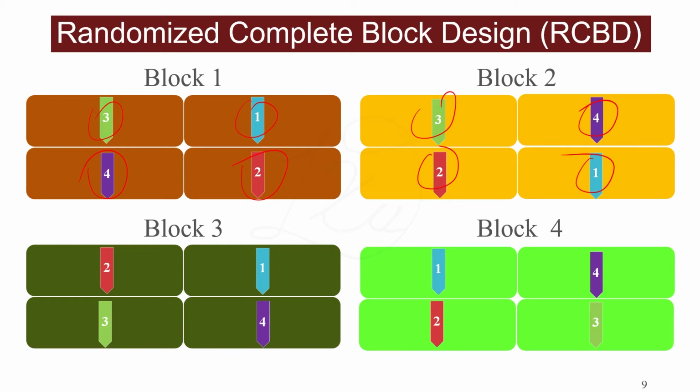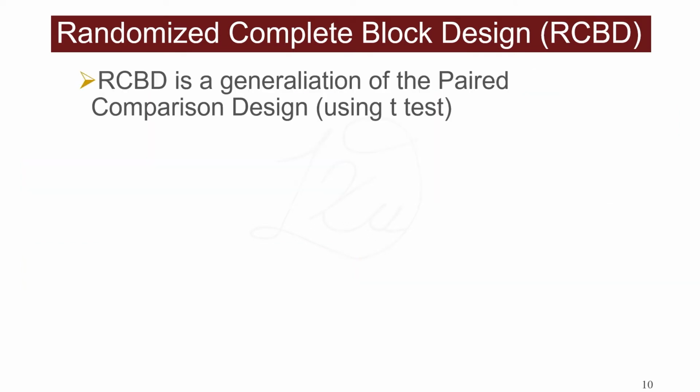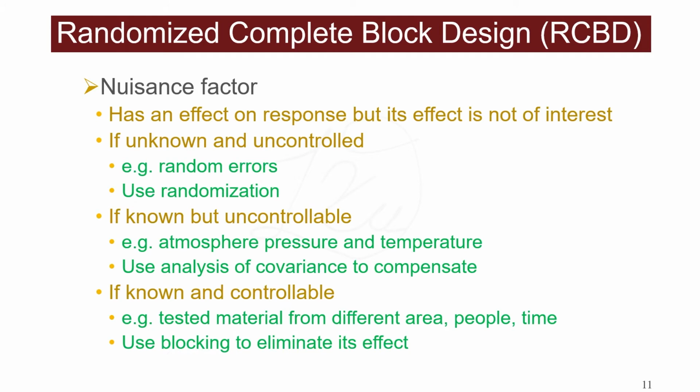This design strategy improves the accuracy of the comparisons among tips by eliminating the variability among the blocks. The randomized complete block design is a generalization of the paired comparison design using the t-test. You can go back and review that video I posted previously and see the similarity of these 2 concepts. The RCBD is one of the most widely used experimental designs. The randomized complete block design is a way of reducing the impact of a nuisance factor.